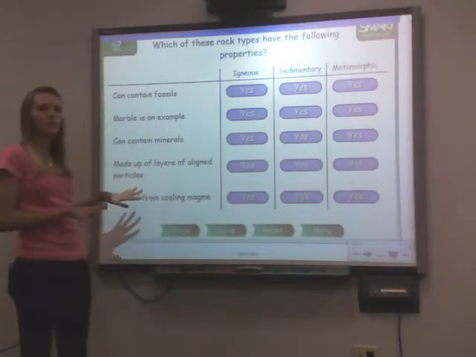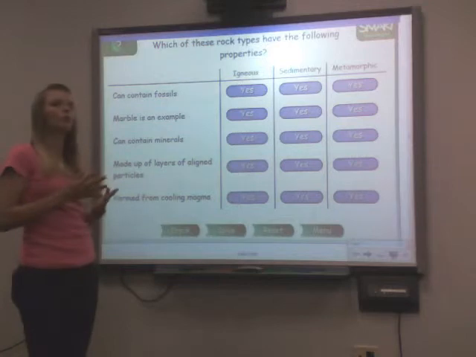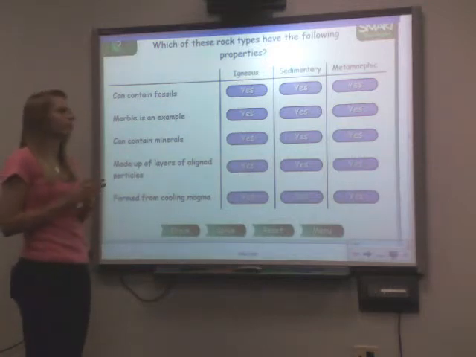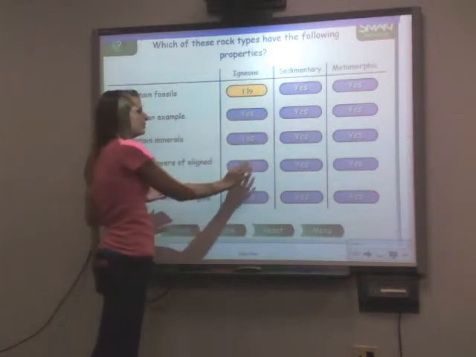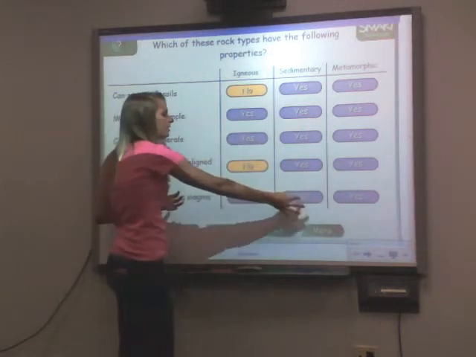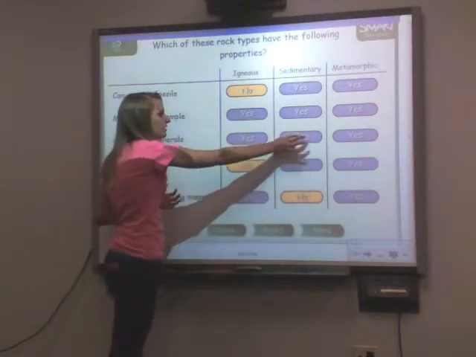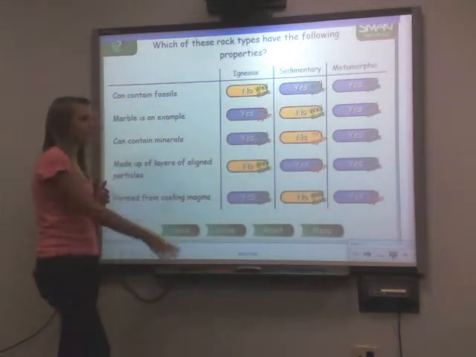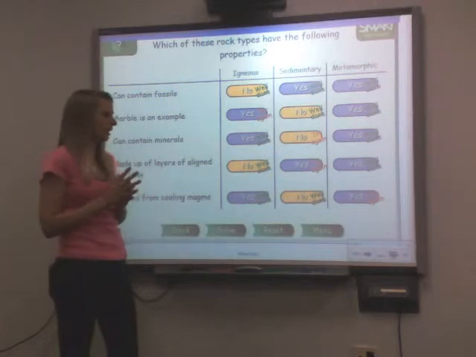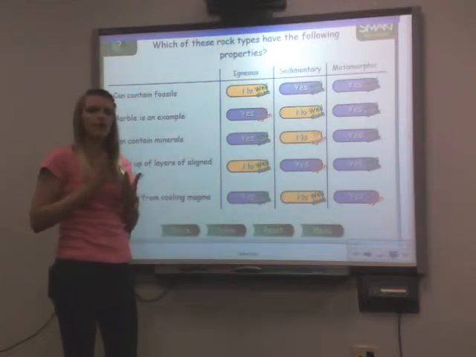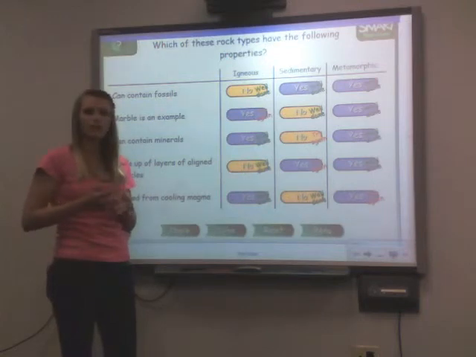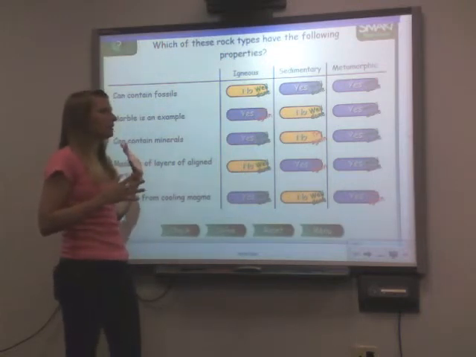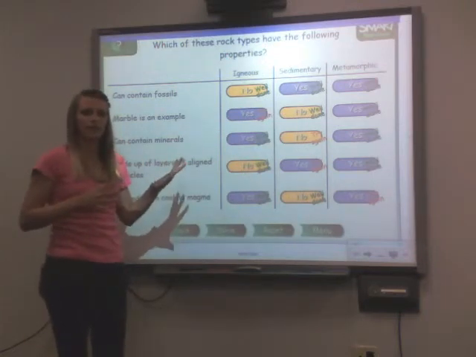So this activity, with it being the last one, is an overall review of what the students have learned throughout the entire lesson. They can come up and click what they think is the correct answer. It'll change from no to yes, however they want. And then the teacher can press check and it'll tell you if it's correct or not. So this is our lesson on the rock cycle using this awesome smartboard interactive activity.